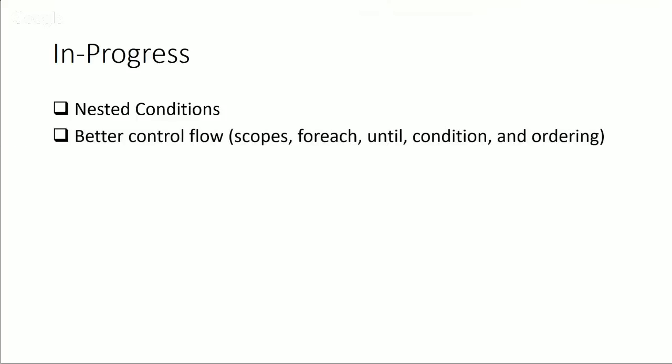And then, as I said, better control flow. So we'll have support for scopes, for each, until conditions and ordering. And so you'll actually see scopes and shapes in your designer, and they'll look like what you would expect a workflow, a business process management designer, to look like, and actually get that mapping right in your designer.